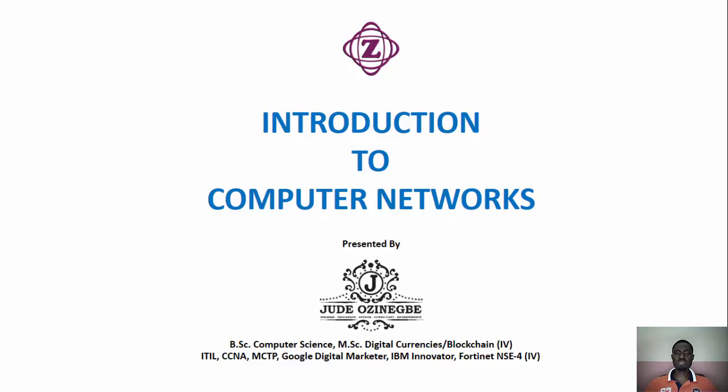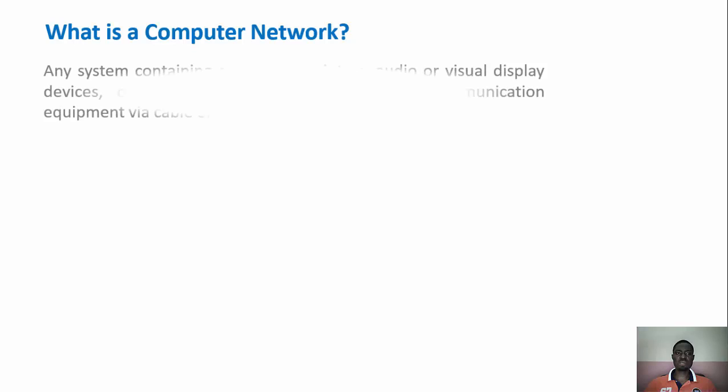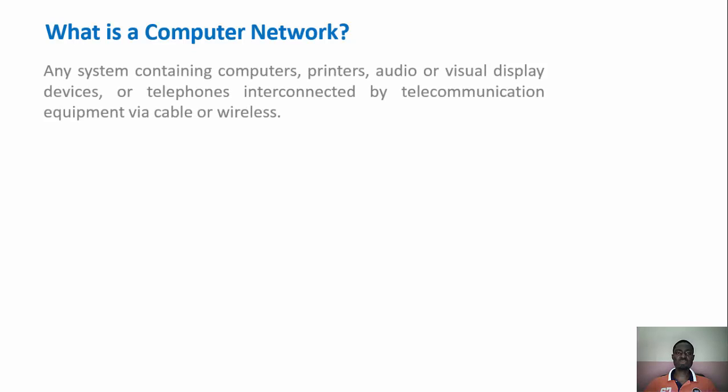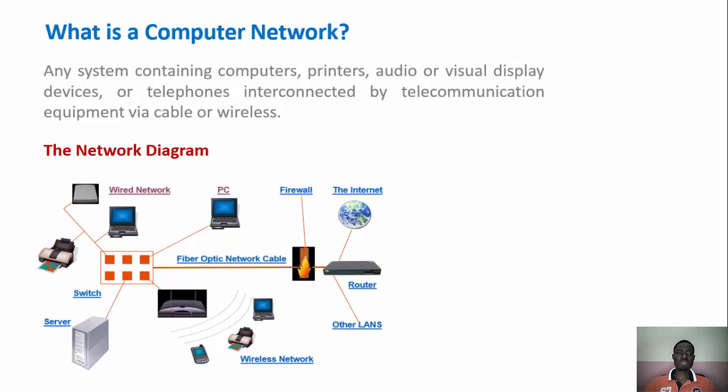So in this class we'll be looking at what computer networks are. So let's just see the brief introduction to what computer networks are. A computer network is a system containing computers, printers, audio or visual display devices or telephones interconnected by telecommunication equipment via cable or wireless.